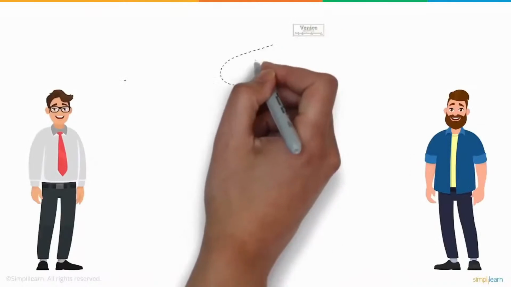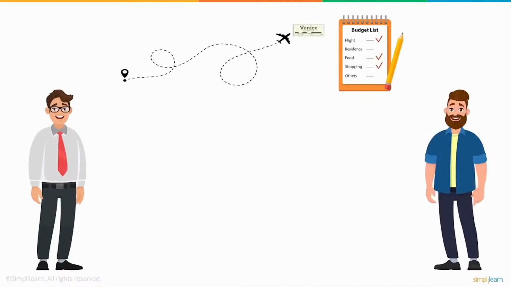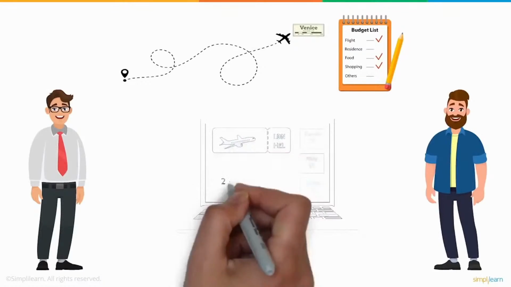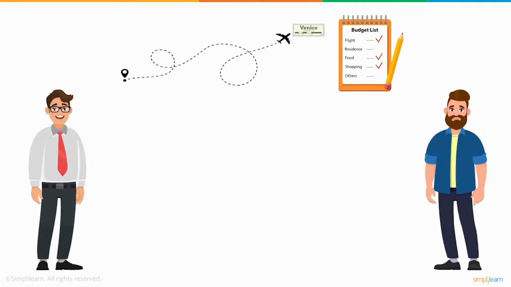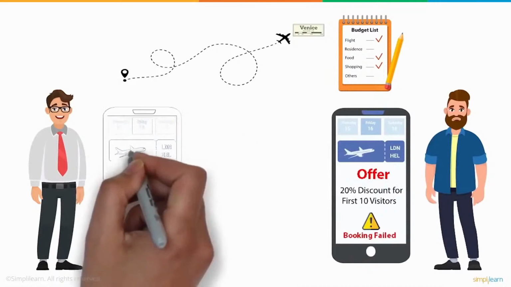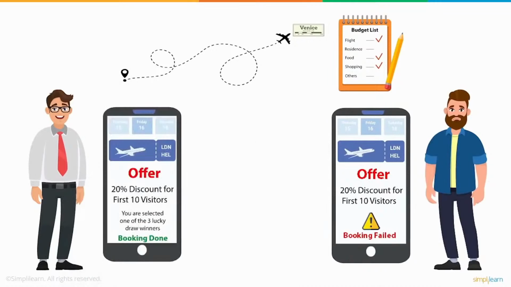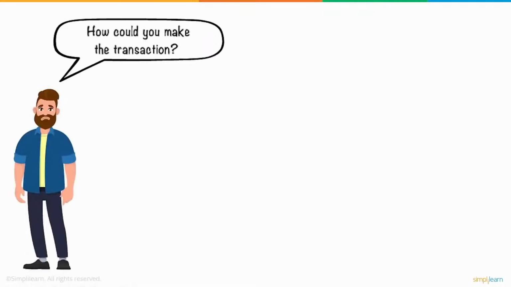Meet Frank and Daniel. One day they decide to go for a trip to Venice. They made a budget list for all their expenses like residence, flight, etc. They thought of making their bookings online from a site that offered discounts to the first 10 visitors on that day. While making their respective flight bookings, Daniel's transaction failed and he missed the offer going on. On the other hand, Frank paid his share very quickly and easily, and became one of the 3 lucky draw winners. Daniel was surprised and asked Frank how he could make the transaction when Daniel himself could not.